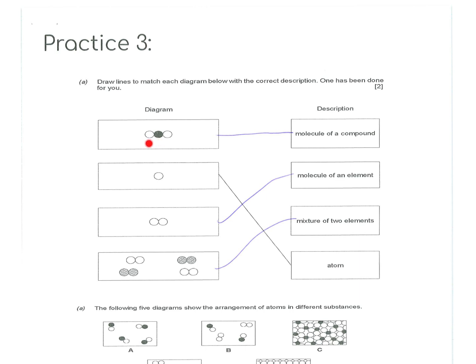So which one's a compound? It's got 2 or more different elements joined together. So it's going to be that one. A molecule of an element, an atom, so a single one on its own, and then a mixture of two elements, because you can see in the actual molecule, they're the same.